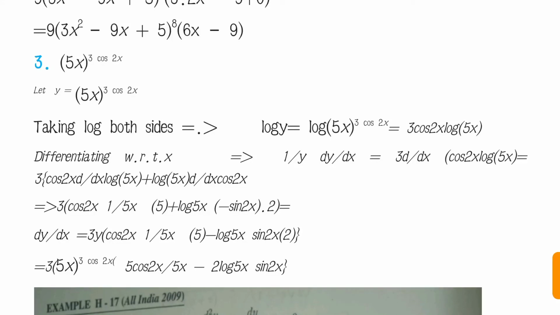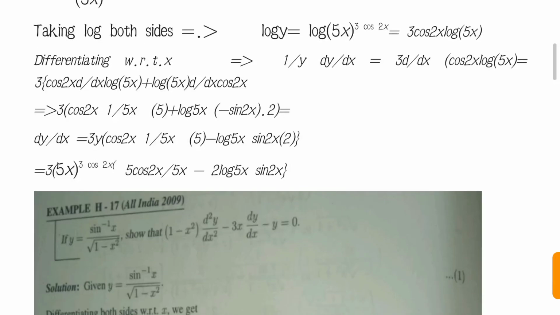So dy/dx will be equal to, cross multiplying y, you get 3y [cos 2x · (1/(5x)) · 5 − log 5x · sin 2x · 2]. This is equal to 3, and now put the value of y, that is (5x)^(3 cos 2x), into [5 cos 2x/(5x) − 2 log 5x sin 2x]. Here within the whole bracket, these all quantities are there. So this is the answer.